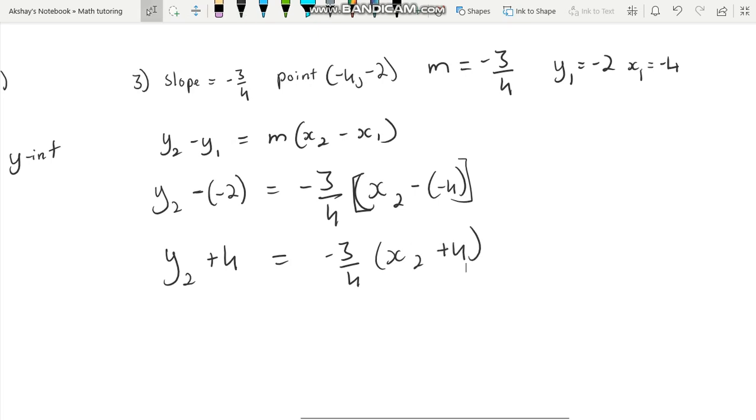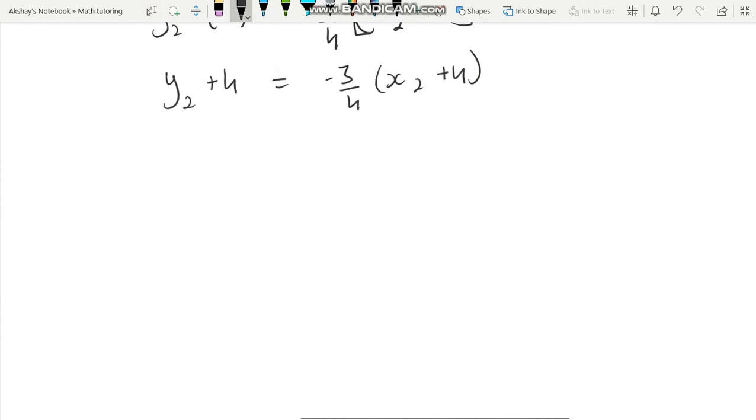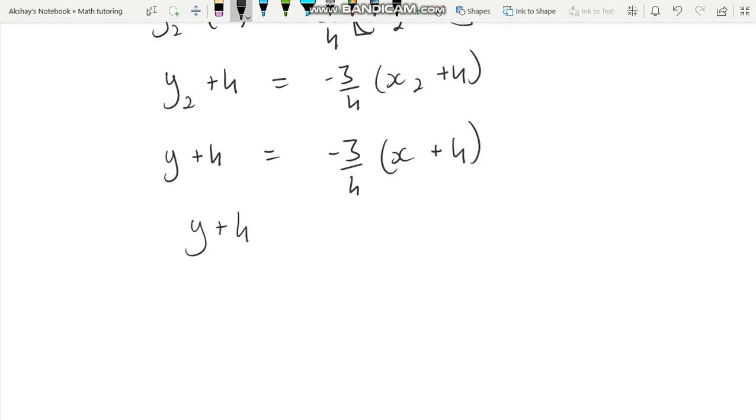Now because I only have one point, I can say my y2 is just y. So there's no sense in writing y2 because I don't have a y1 anymore. I can go ahead and expand this here. y plus 4 is equal to negative 3 over 4x. Now here I'll have negative 3 over 4 times 4. My 4 and 4 can cancel out, giving me just negative 3.